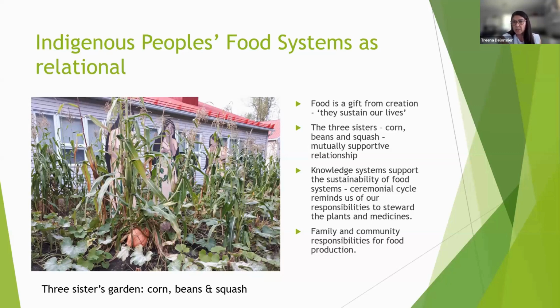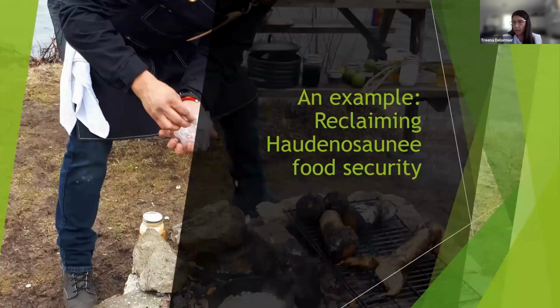That we need the knowledge systems to support the sustainability of these food systems. And how do we know what to do? Well, our ceremonies remind us of that. We have a cycle of ceremonies that's centered on our different foods and the seasons. And it's largely plant foods for our people. And then it's also reminding us of our family and community responsibilities to take care of those food plants because they take care of us.